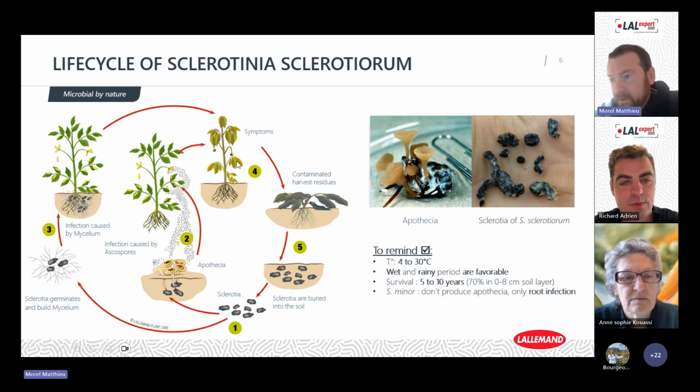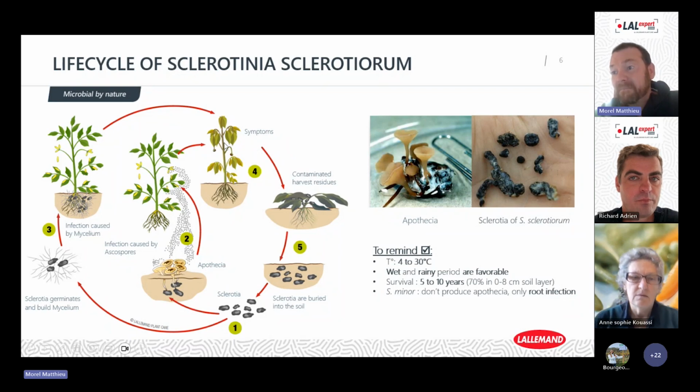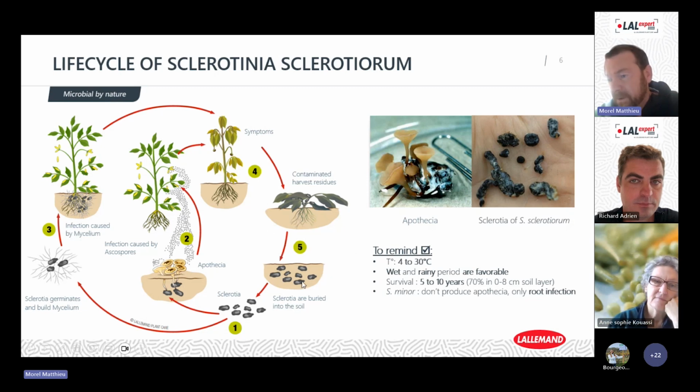And then you get the symptoms, and depending on the level of contamination, the yield losses can be very, very high. Then the plant will die and fall down on the soil. When a crop is really affected by the sclerotinia, the residue will again contain new fresh sclerotia that will recontaminate the plant. So you will have a new inoculum on the plant, and then you will accumulate the sclerotia year after year. Okay?